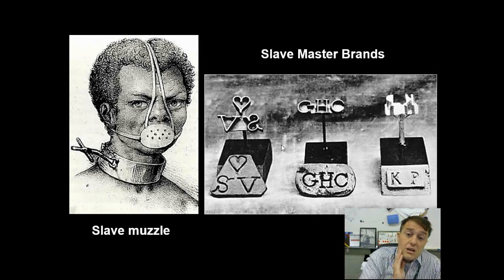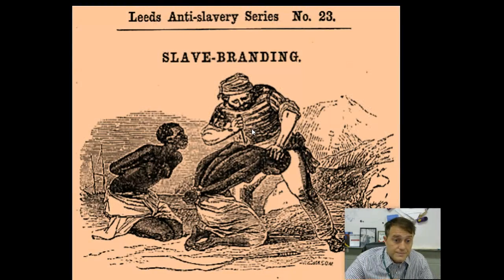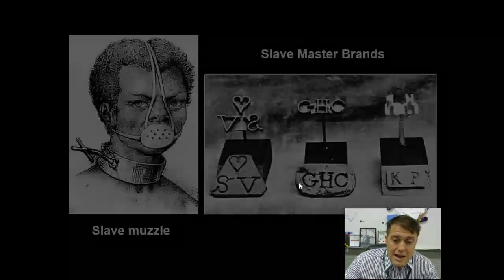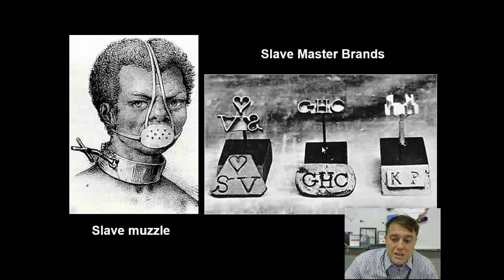We're also going to see that some runaways are going to be branded and have fingers cut off as punishment for absconding or running away. That's going to be something that's common as well. And here's an image of the actual branding. These would basically be heated up and burnt into your skin.